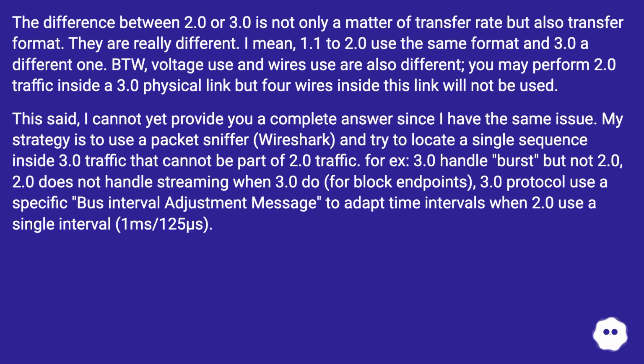This said, I cannot yet provide you a complete answer since I have the same issue. My strategy is to use a packet sniffer, Wireshark, and try to locate a single sequence inside 3.0 traffic that cannot be part of 2.0 traffic. For X, 3.0 handle burst, but not 2.0. 2.0 does not handle streaming when 3.0 do. For block endpoints, 3.0 protocol use a specific bus interval adjustment message to adapt time intervals when 2.0 use a single interval, 1ms, 125s.